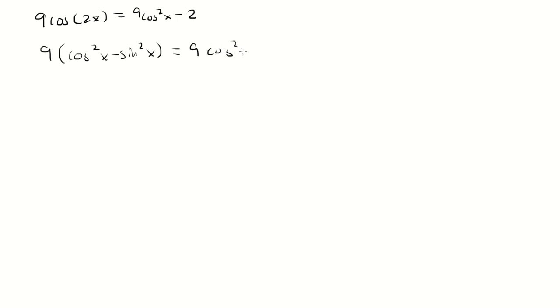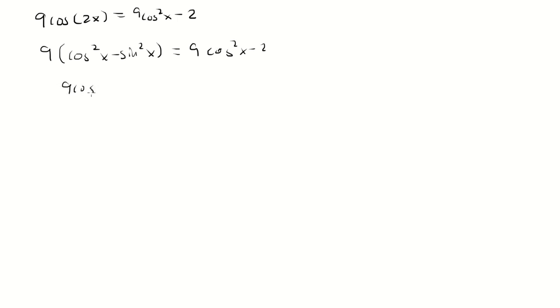Let's solve the equation 9 cosine 2x equals 9 cosine squared x minus 2. We want to use a formula for cosine 2x. There are three formulas to use. You can use any of the three, but I'm just going to use cosine squared minus sine squared, because now I can distribute the 9.